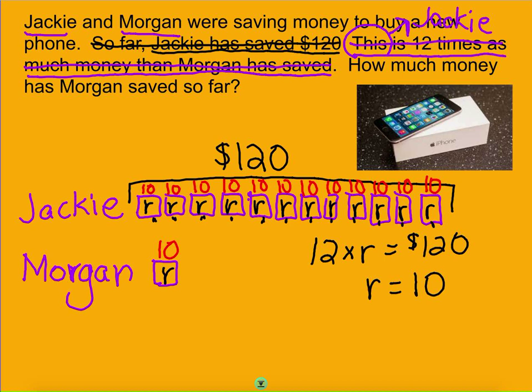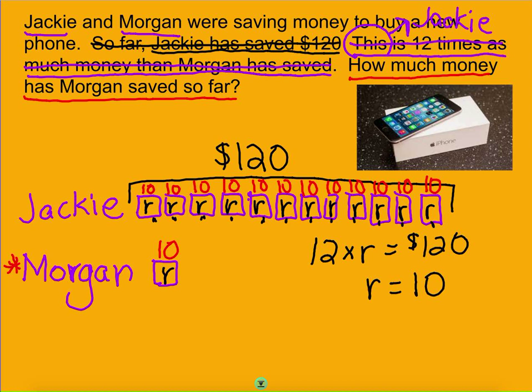So now when I'm looking at this, okay, I have finished my model. I replaced all my R's with a value of 10. Now I can move forward and try to answer the question. The question says, how much money has Morgan saved so far? So in this question, we're looking at Morgan. So we're going to use our model here to answer questions.